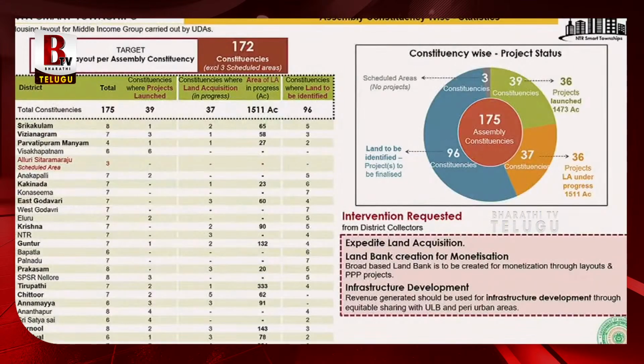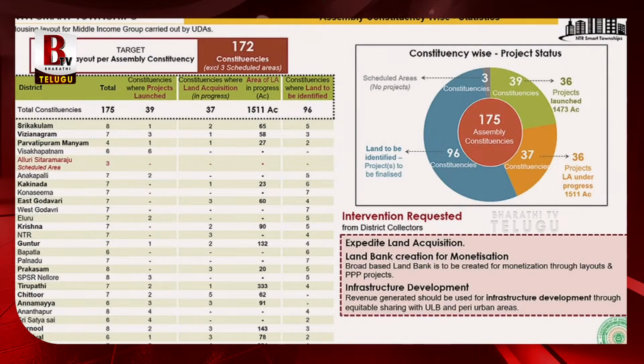That is at an almost advanced stage. For the remaining balance, 96 lands are to be identified. Now, the government has taken a conscious decision to make joint collectors the VCs of these UDAs, so that they deal with the land.